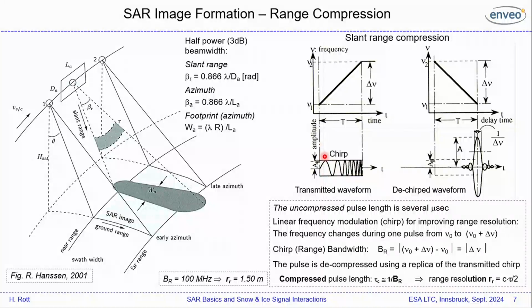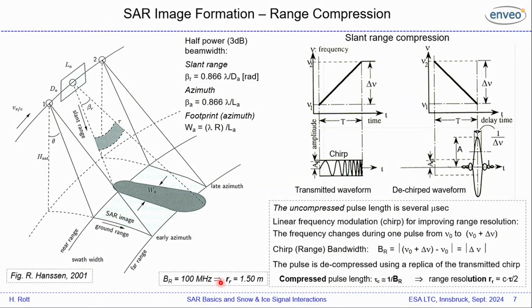And then the pulse compression uses exactly the replica of this chirp, exactly the inverse, and so you can pin down, for example, a point target. And this so-called pulse length, which we then obtain, this compressed pulse length, is 1 over the bandwidth.